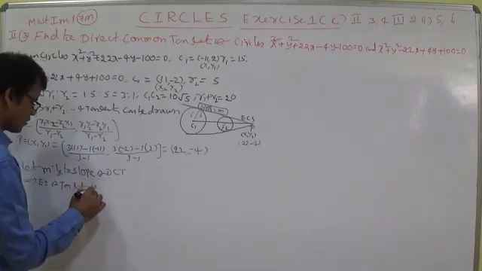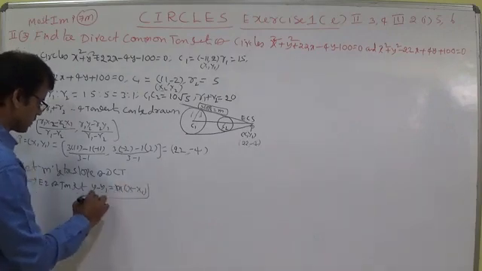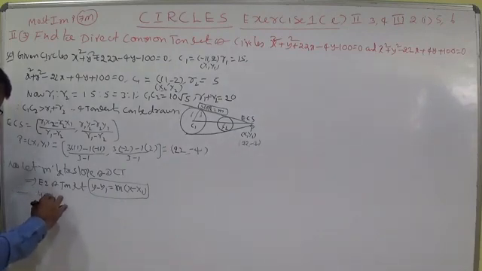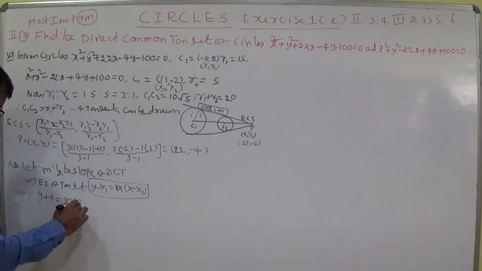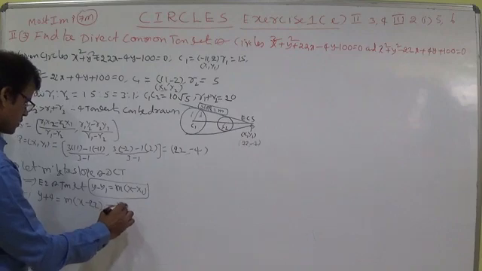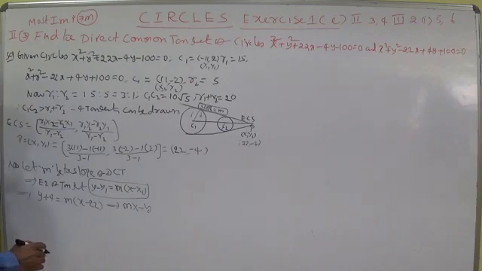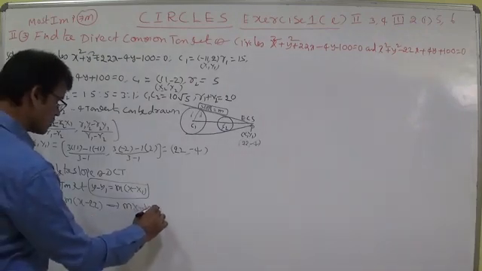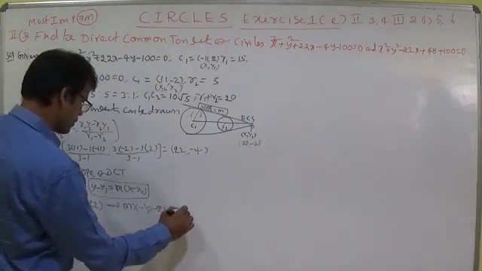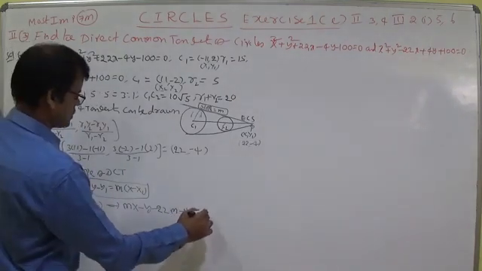That equation of tangent formula I am writing here: y minus y1 is equal to m into x minus x1. So this can be written as y minus y1, here y1 means plus 4, so y plus 4 is equal to m into x minus 22. That implies you can write the line as mx minus y, taking this side, it becomes mx minus y minus 22m minus 4 equal to 0. Let it be the first equation.